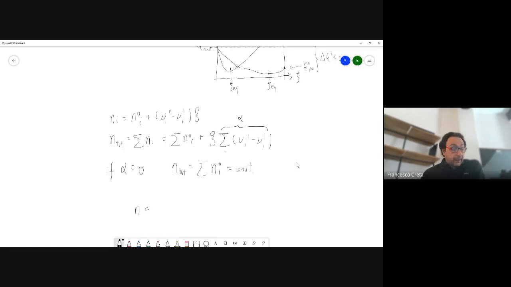So let's rewrite this as: the total number of moles is the sum of the total number of initial moles, okay, plus psi alpha, right? So alpha, generally speaking, could be, for example, bigger than 0, okay? It could be equal to 0, or it could be less than 0. It's a number, right?